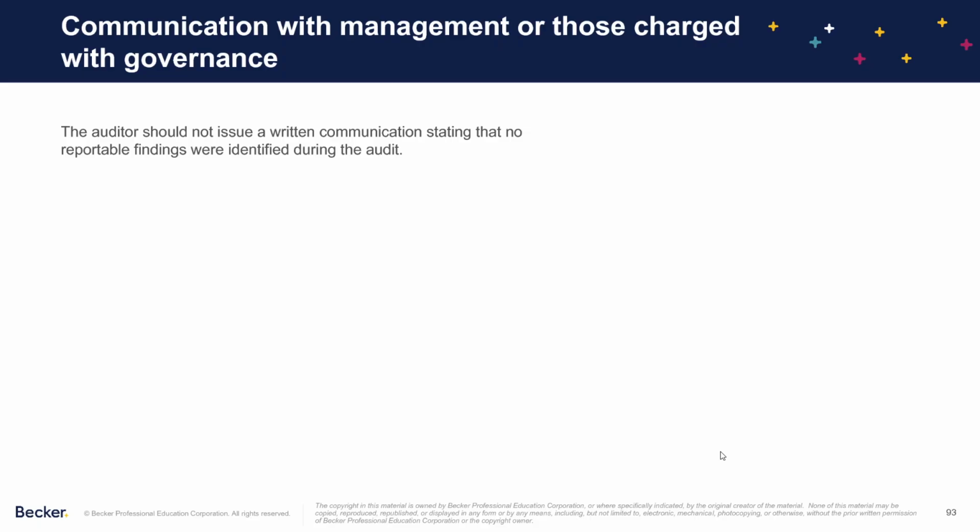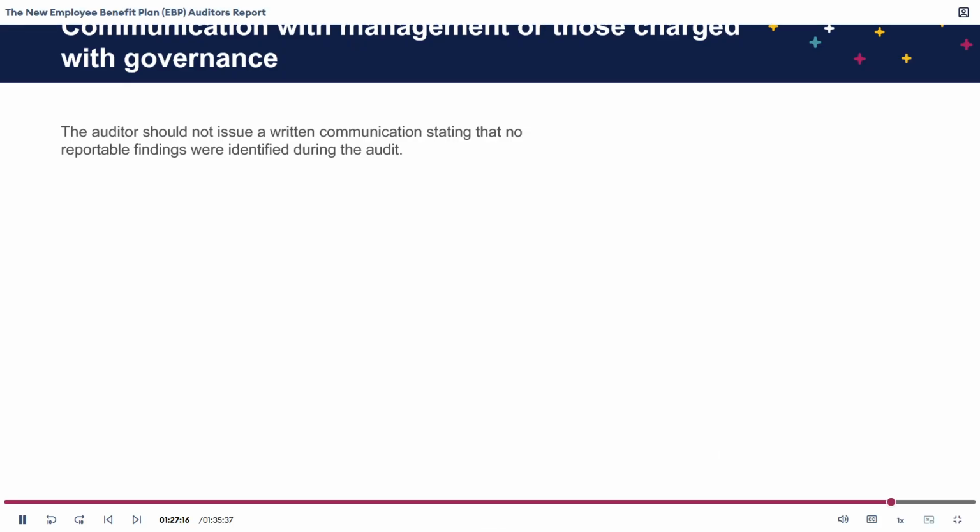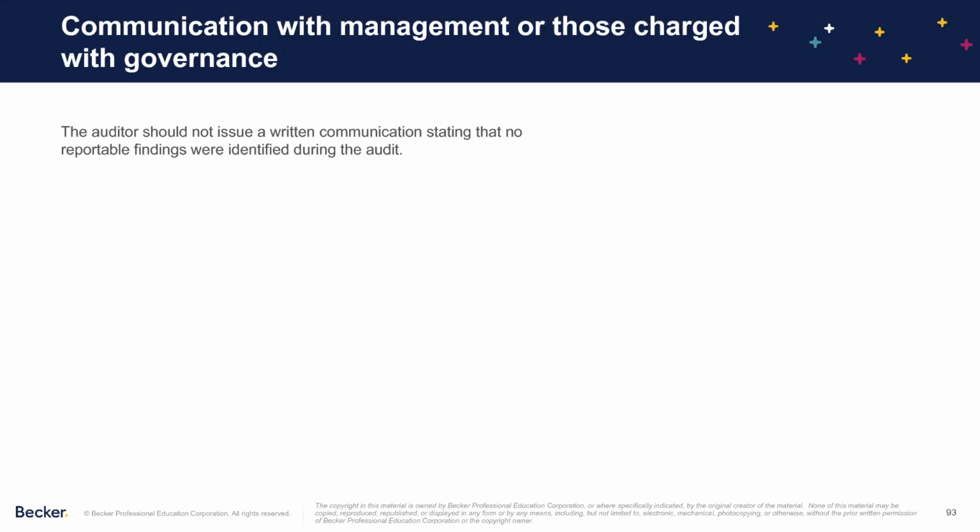The auditor should not issue a written communication stating that there were no reportable findings, right? So sometimes people even ask that for internal controls. Can you state that there were no significant deficiencies or no internal control deficiencies? And we're going to tell them no. We don't issue a report stating that we didn't find anything, right? So it's reasonable assurance. So we do not make those statements in writing.